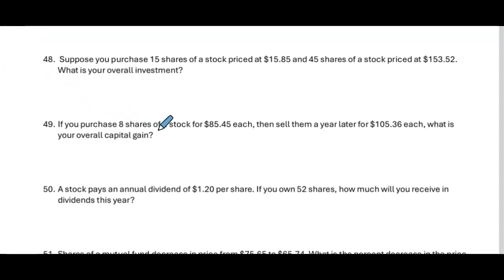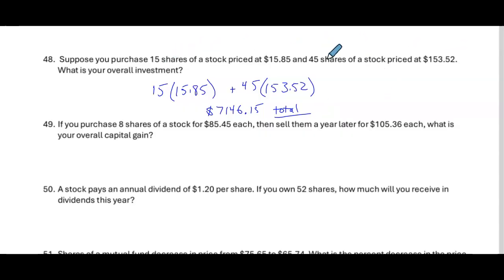Suppose you purchase 15 shares of a stock, priced at $15.85, 45 shares at $153.52. So we just want to take the 15 times the price of those stocks and the 45 times the price of those stocks. And if you just put all that into a calculator, you should get a grand total of $7,146.15. That is your total. So we just need to multiply how many we're buying by what they cost.